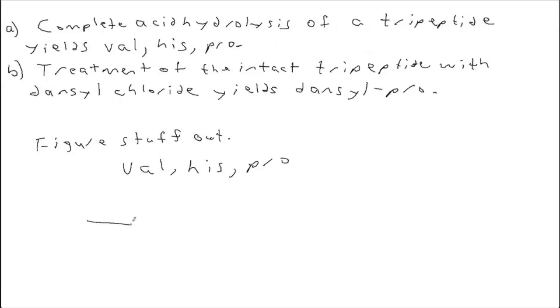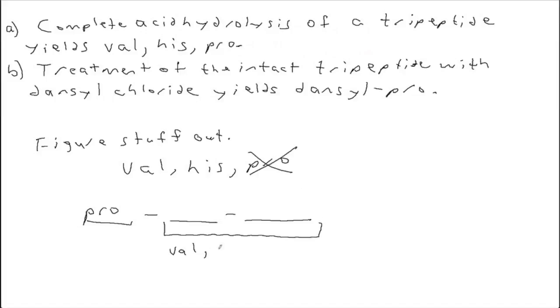And I guess I would also write that I know there's three peptides. Then from part B, I would say, aha, I know that the first position is proline. And now I would cross off the proline here, and I know that what goes here are valine and histidine, but I don't know in what order.